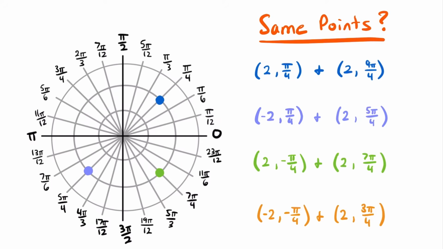Okay, and now finally let's look at this last set. We have -2 and then -pi divided by 4 and positive 2 and 3 pi divided by 4. Notice that in this case, the radius has been negated from this point to this point.